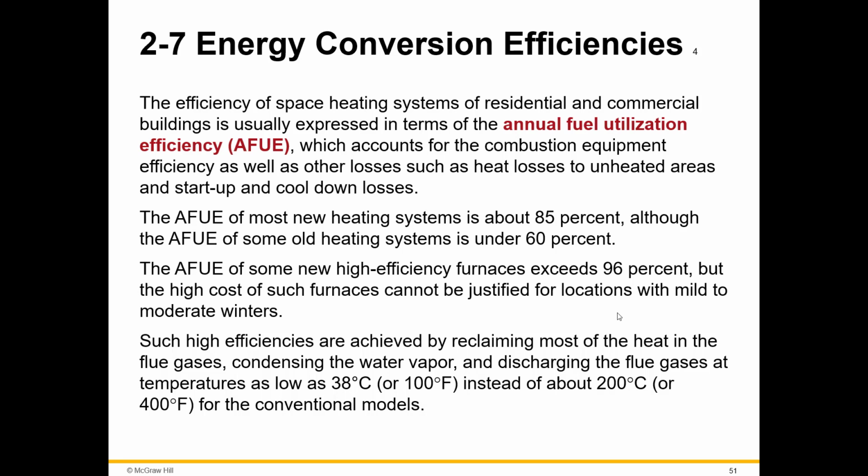Such high efficiencies are achieved by reclaiming most of the heat in the flue gases, condensing the water vapor, and discharging the flue gases at temperatures as low as 38 degrees Celsius or 100 Fahrenheit instead of about 200 degrees Celsius or 400 degrees Fahrenheit for the conventional models.